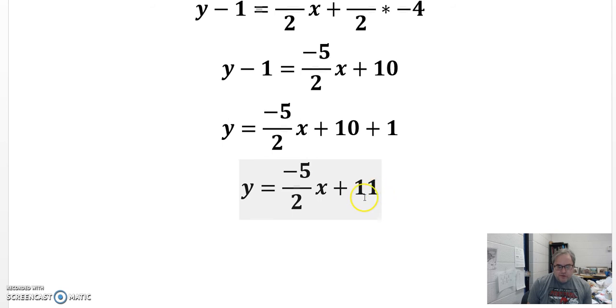So go back through these, practice them a little bit. Remember, parallel, slopes are the same. Perpendicular, slopes are negative reciprocals of each other. If you want to check for perpendicular, you take the two slopes, multiply them together. If you get negative 1, then I know the lines are perpendicular.